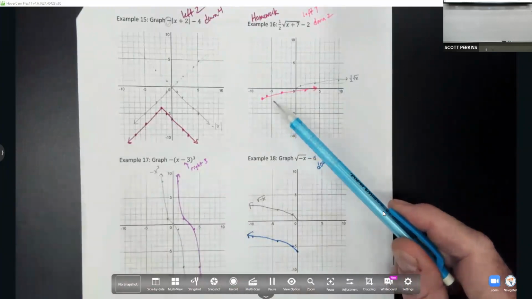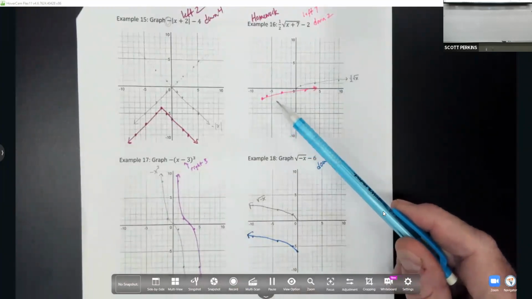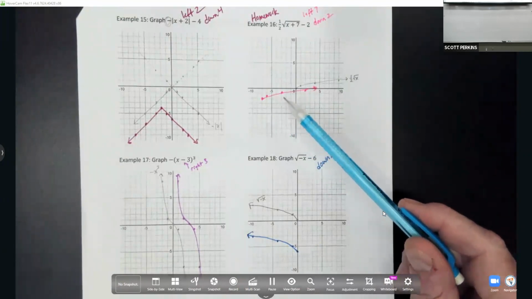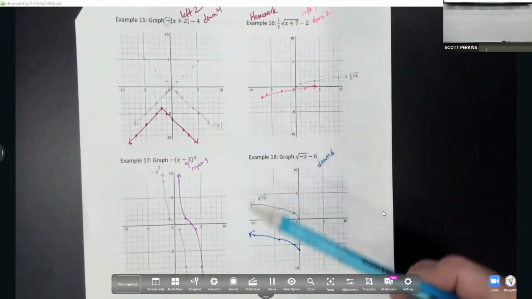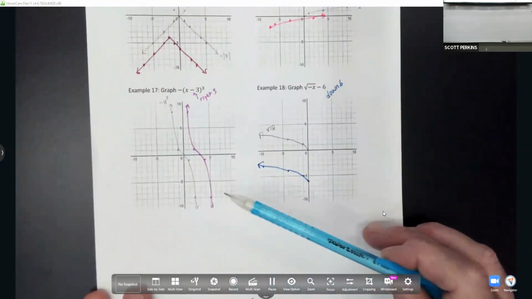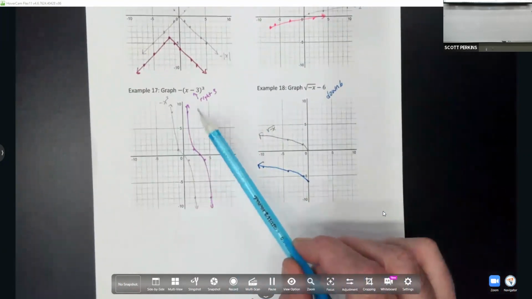I will have this up at the front if you want to compare your answers with mine after class. That's totally fine. And if you have any questions, please, of course, ask me. That's why I'm here. The next one down here, this was example 17 from last time.